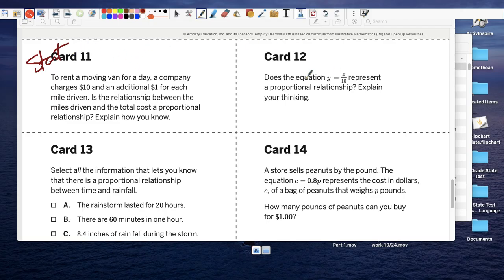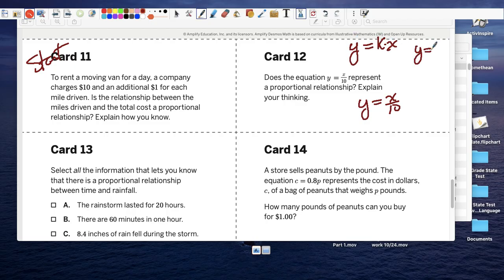All right, so let's look at the next question. It says y equals x over 10. And what they're asking is if this equation is in the format of an equation that represents a proportional relationship. Remember that an equation that represents a proportional relationship looks like this: y equals kx. Let me give you some examples.